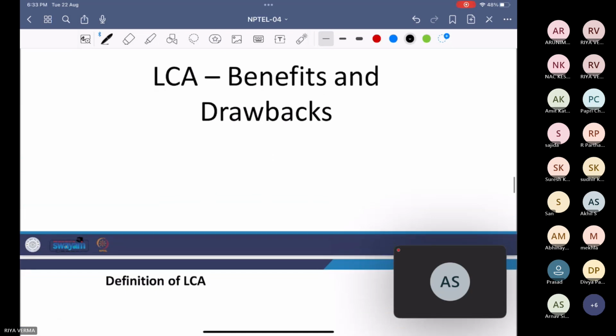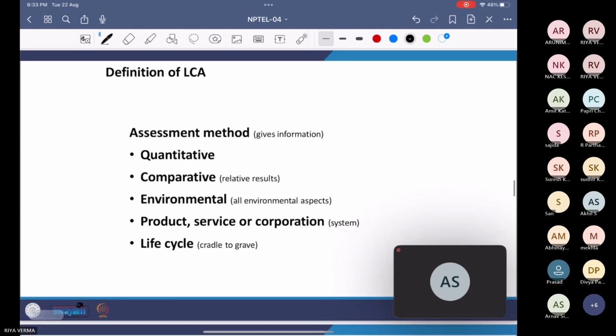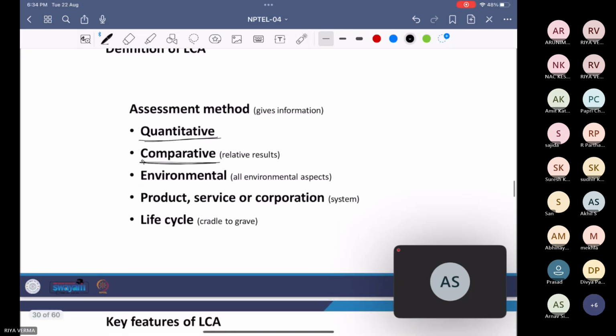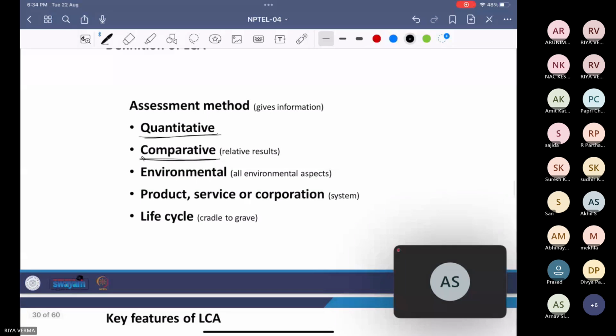Now, coming towards the benefits and the drawbacks of this LCA process. Basically, this LCA is an assessment method, and it gives us quantitative information about the processes involved, and it quantifies the impacts that are being created by those processes. Then it is also a comparative analysis. The results are relative, like we compare one product with the other, and it also covers all the environmental aspects of the product, service or corporation. That is a system approach.